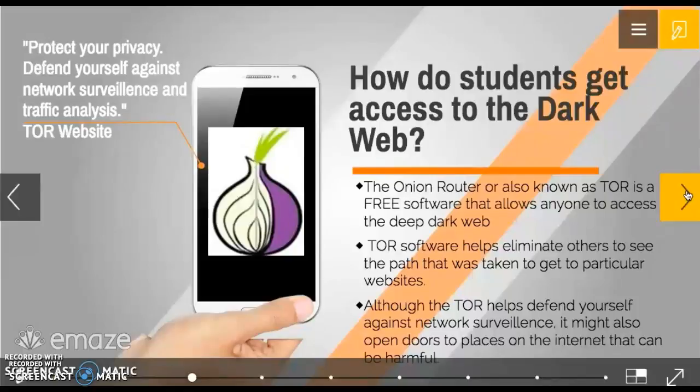Now, something to consider is, yes, Tor does protect you from surveillance, because when you search different websites, it doesn't leave a trace, but there are also risks involved, in that it gives students access to some of these things that we're going to talk about. So Tor software helps prevent others from seeing the path that was taken to get to particular websites. And like I said, although Tor helps defend yourself against network surveillance, it might also open doors to places on the internet that can be severely harmful.